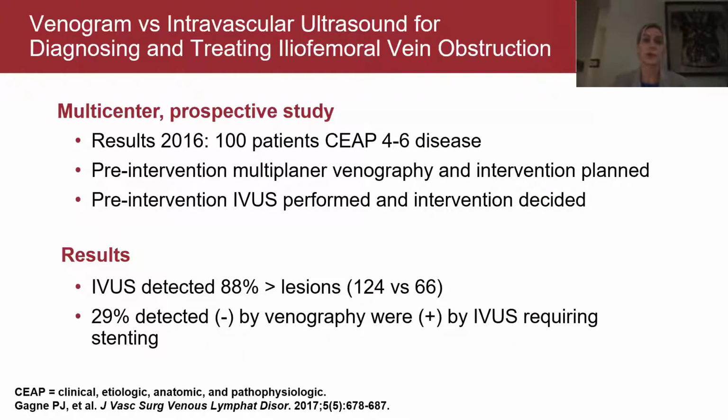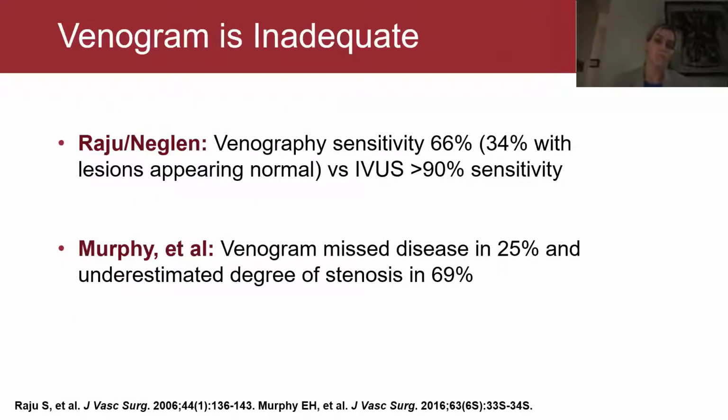The VIDIO trial was a multi-center prospective trial, released data in 2016. It showed IVUS detected 88% more lesions than venography. And in fact, a third of venograms were normal despite IVUS-positive disease requiring stenting. So venogram missed disease in a third of patients. This was supported by a couple smaller series.